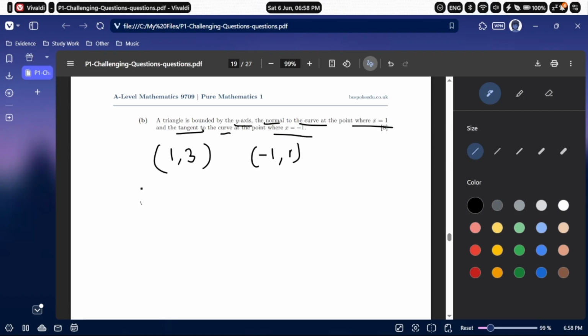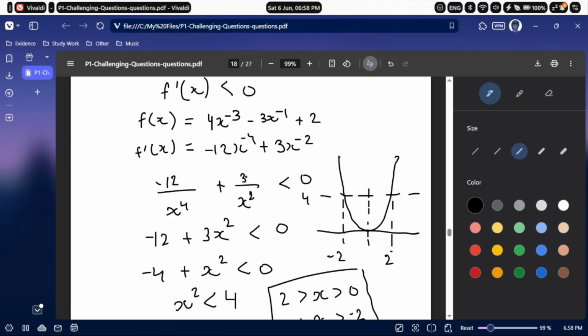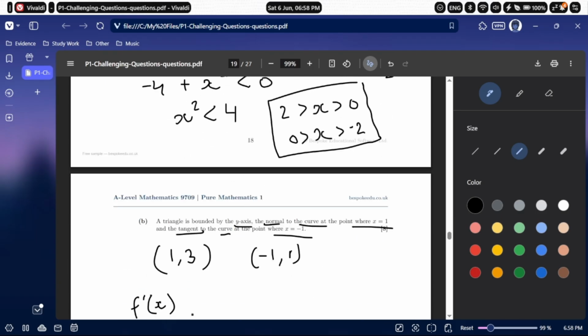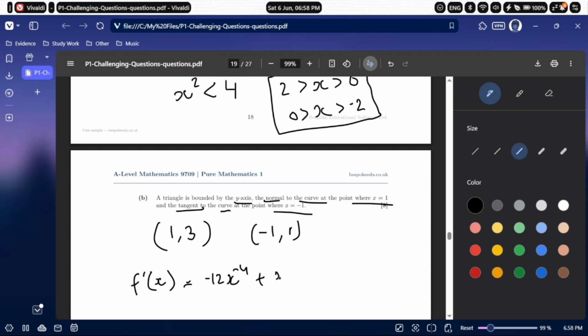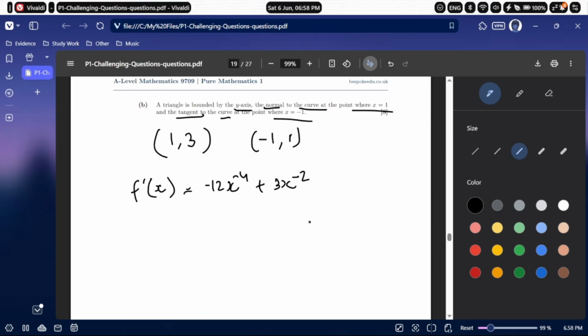Okay, so you already know what your f prime of x is. You found that to be minus 12 x raised to minus 4 plus 3 x raised to minus 2. Okay, now you can just find out the gradients at 1 and minus 1 first of all, because you need to make use of both of them.